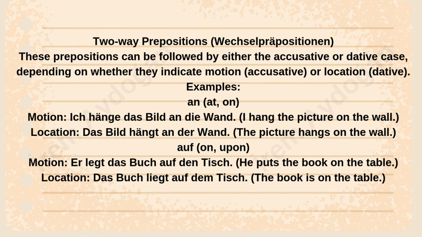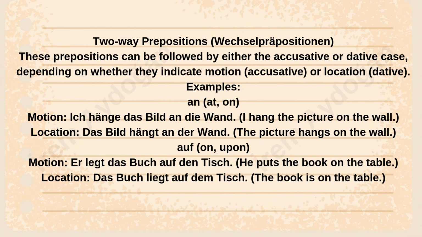Ich hänge das Bild an die Wand. I hang the picture on the wall. This is the accusative, I mean motion example. And das Bild hängt an der Wand. The picture hangs on the wall, and it gives us the location. So an der Wand here is dative case.